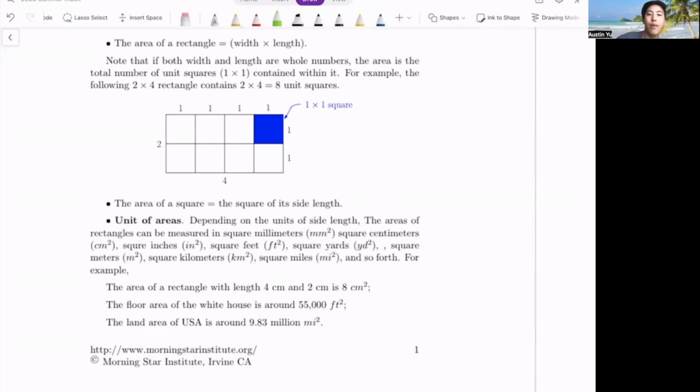Unit of areas: depending on the unit of side length, the areas of rectangles can be measured in square millimeters, square centimeters, square inches, square feet, square yards, square meters, square kilometers, square miles, and so forth. For example, the area of a rectangle with length 4 centimeters and width 2 centimeters is 8 centimeters squared. The floor area of the White House is around 55,000 feet squared. The land area of the USA is around 9.83 million miles squared.